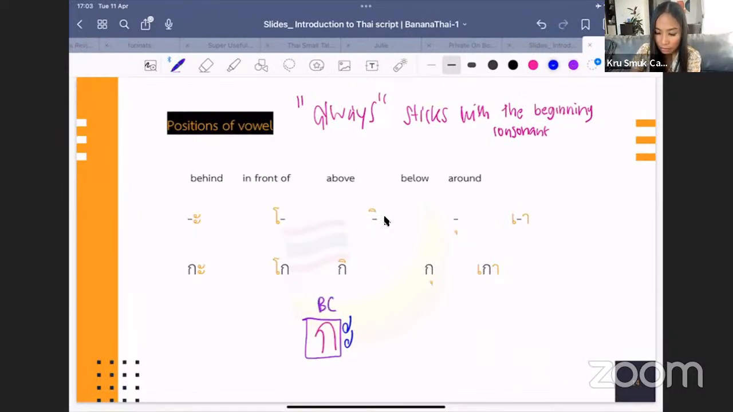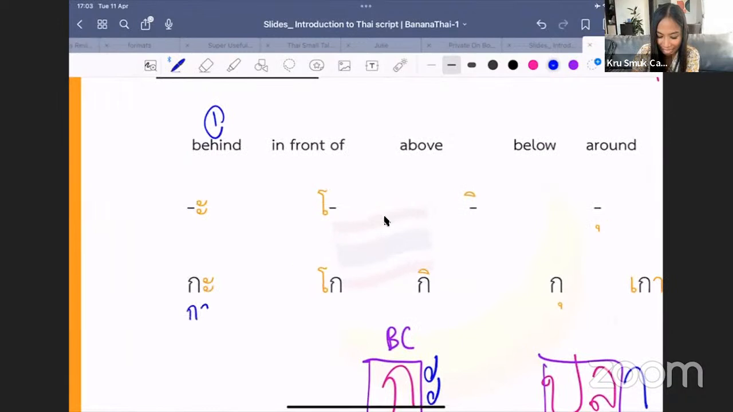Or if the word is even longer, for example the word blah, let's say blah has a cluster. The vowel sticks with the second one of the cluster. And vowels also attach in different positions. Let's start with the first one. An example: behind. Like what I just said, sara a. Yeah, it's behind, right? Or sara o, also behind. Next, in front of the beginning consonant. For example, sara e is in front.